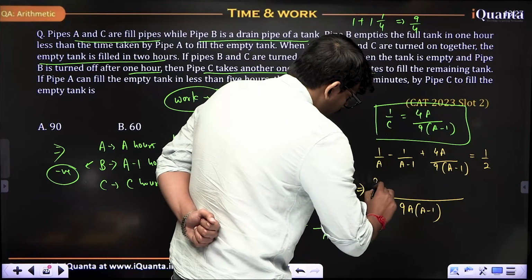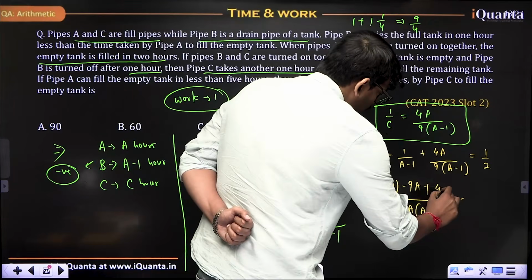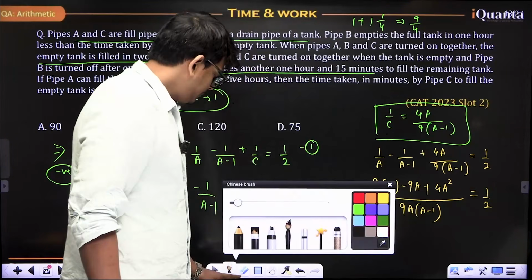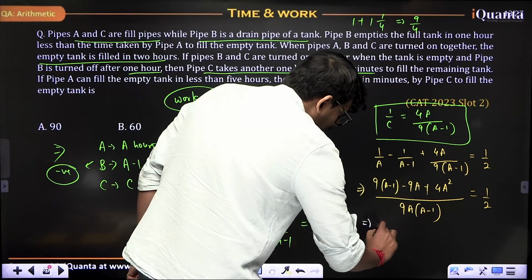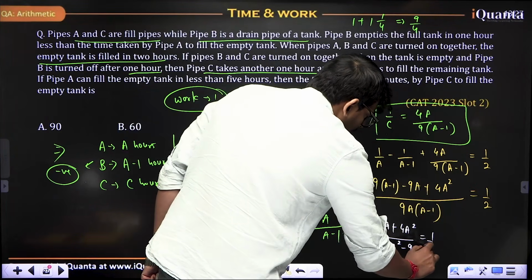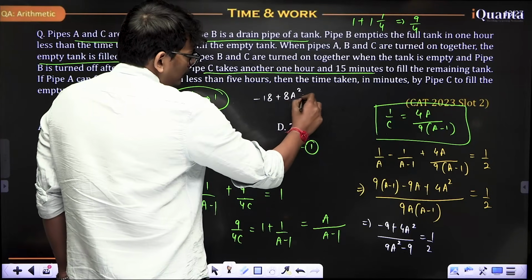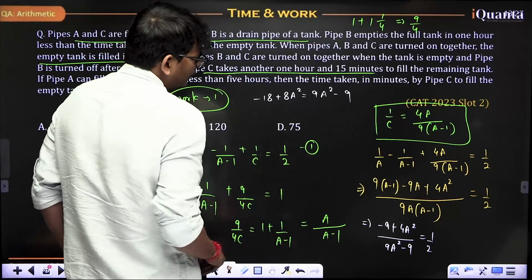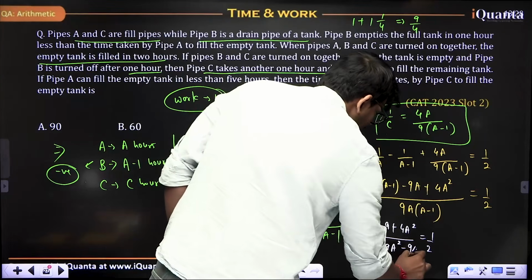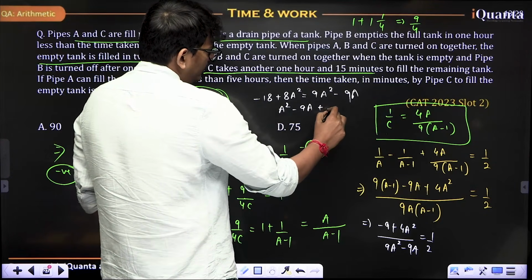So you will be getting here 9A minus 9. Here you will be getting 4A square, equal to 1 by 2. Okay, let's simplify this. I can see 9A got cancelled out. So minus 9 plus 4A square, and this is 9A square minus 9 is equal to 1 by 2. So when we simplify this, we will be getting minus 18 plus 8A square is equal to 9A square minus 9A. Guys, this is 9A. So A square minus 9A plus 18 is equal to 0.